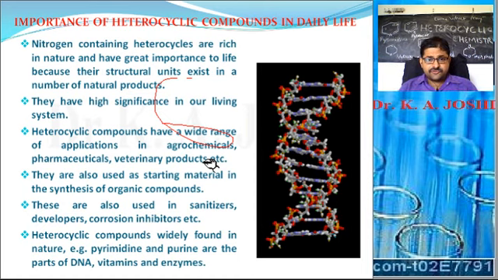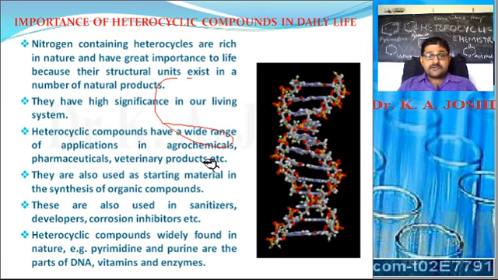They are also used as starting material in the synthesis of organic compounds. You know very well, starting material, like when we think about the Biginelli reaction. The Biginelli reaction is a favorable example of a heterocyclic compound. You learned about this. They are also used in sanitizers, developers, and corrosion inhibitors. Particularly pyrazole, pyrimidine, and such types of compounds are used as sanitizers and developers.